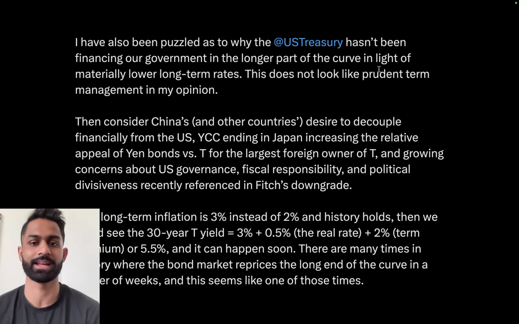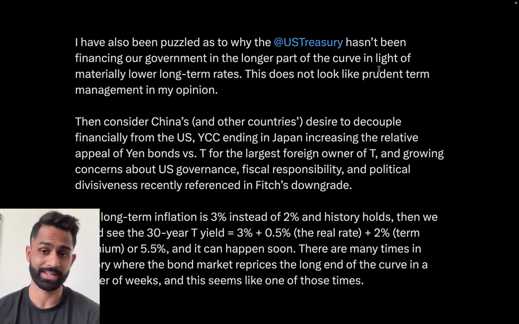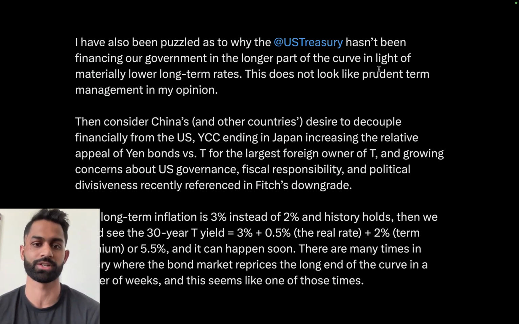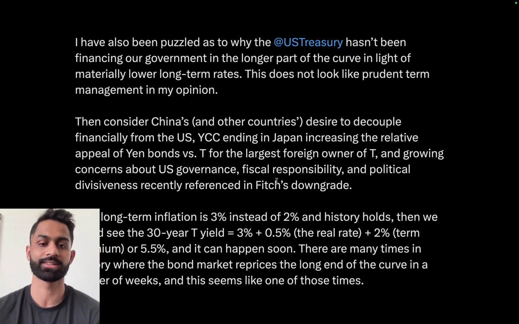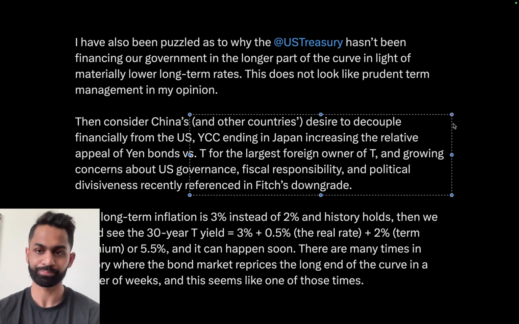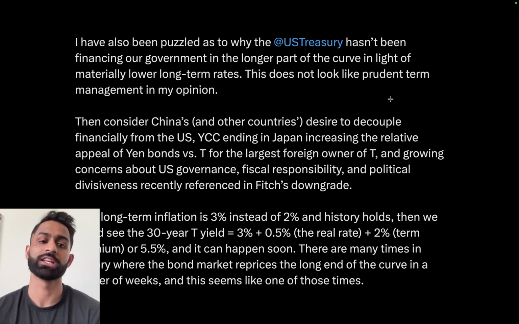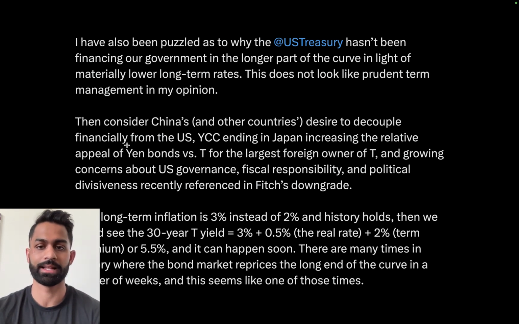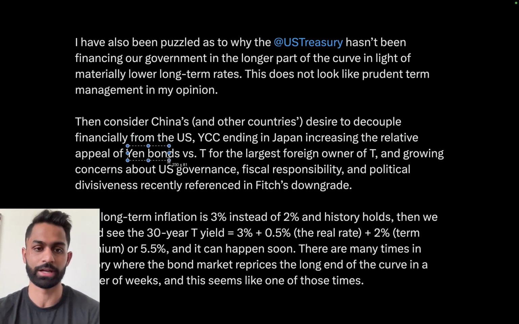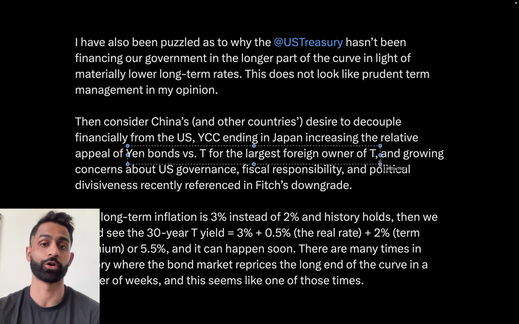And then consider China's and other countries' desire to decouple financially from the US, YCC ending in Japan, increasing the relative appeal of yen bonds versus treasuries for the largest foreign owner of treasuries, and growing concerns about US governance, fiscal responsibility, and political divisiveness, recently referred to in Fitch's downgrade. And finally, we also know that Japan is becoming more flexible with ending their predetermined interest rates. Again, that increases the relative appeal of yen bonds versus treasuries for the largest foreign owner of treasuries.